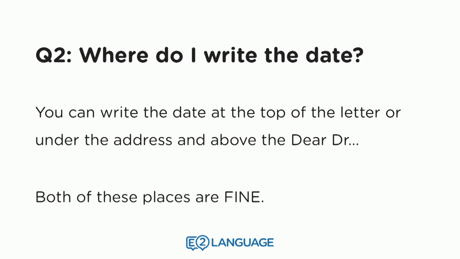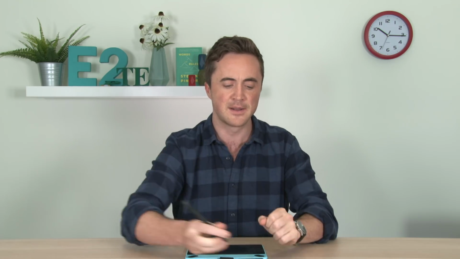Where do I write the date? You can write the date of the test at the top of the letter, or under the address and above the dear doctor or dear recipient. Both of these places are fine. I recommend just putting it straight at the top of the letter so then you just don't have to worry about it, okay? That's the first thing you do when you start. You write the date at the top of the letter, then you work your way down.